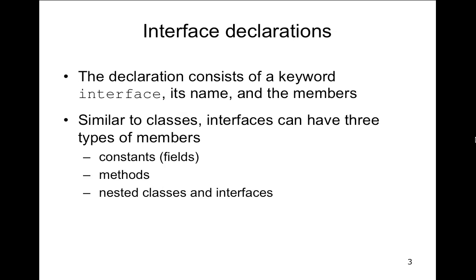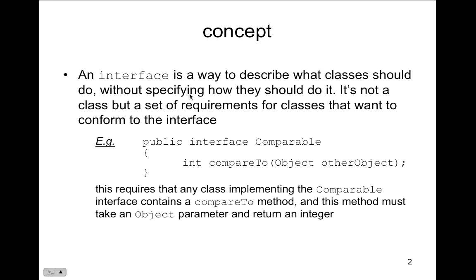Okay, so we have declarations. The declaration consists of a keyword, which is the word interface, its name, and then the members that are associated with it. And here we have public interface Comparable. It has to be public because we need to be able to access it. We need to be able to change it. If we made it private, it really wouldn't be an interface.